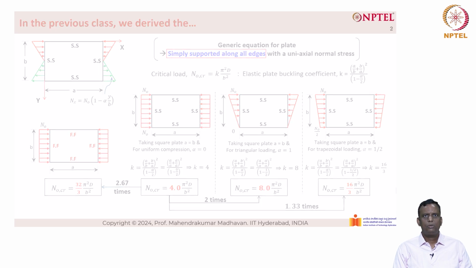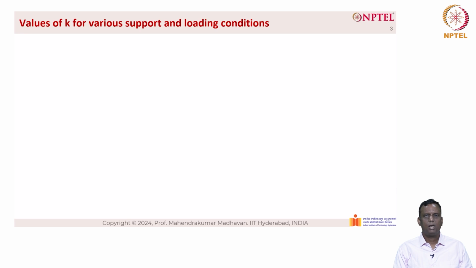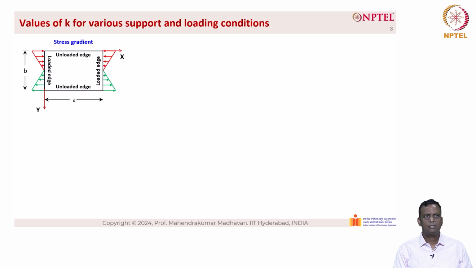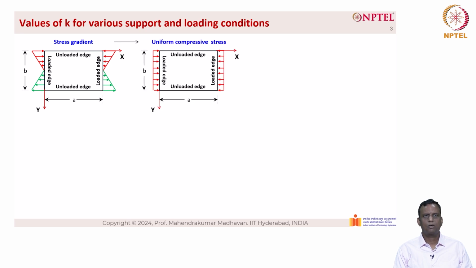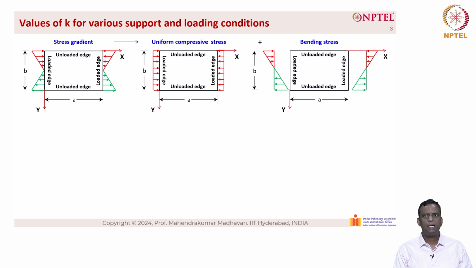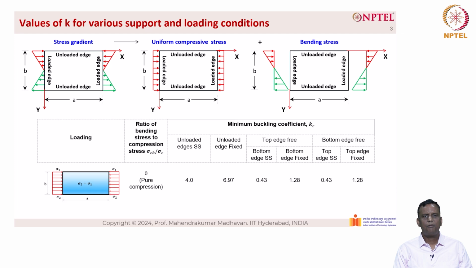Now let's talk more about the K for various support and loading conditions. You can see that the generic condition is basically a stress gradient acting across the width of the plate, as you can see on the left hand side. The loaded edges are subjected to stress gradient and the unloaded edges are free, as you can see on the picture, which is nothing but a uniform compressive stress acting across the width of the plate plus the bending stress, as you can see on the rightmost side of the picture. A combination of uniform compressive stress plus bending stress gives rise to the stress gradient condition on the left hand side.